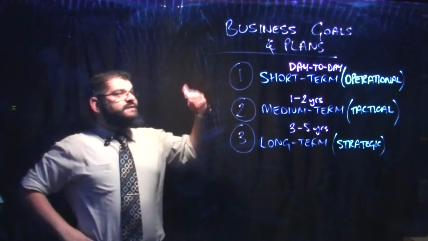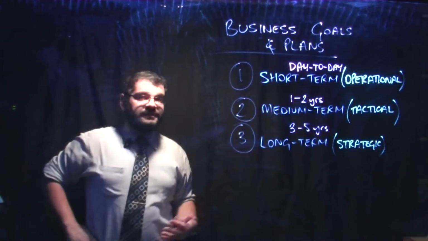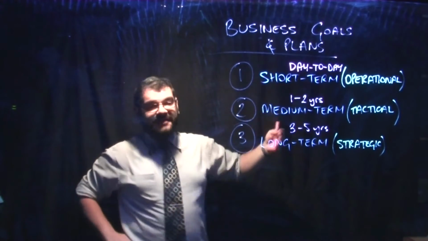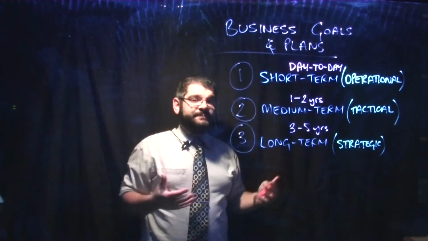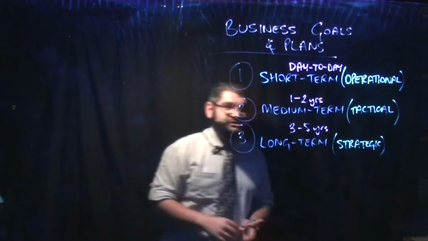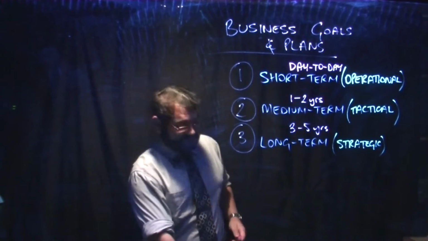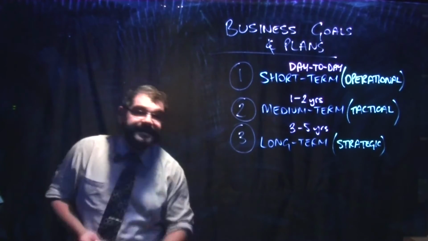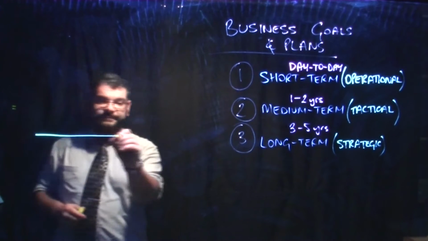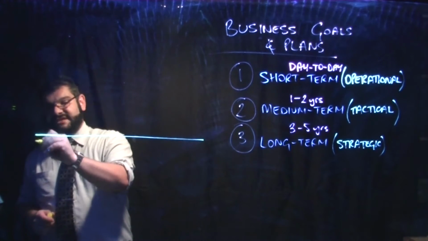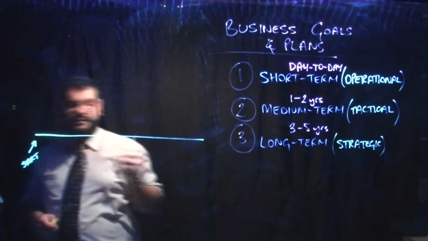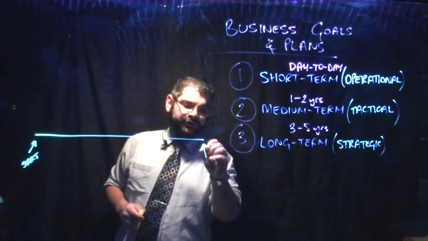So when dealing with business goals and business plans and those three levels of planning, you're really looking at what do you do every single day that then builds up into a medium-term goal, which then leads to the overarching long-term goal. The best way I can explain this is using a diagram. So this is our starting point. This is our end point and beyond.